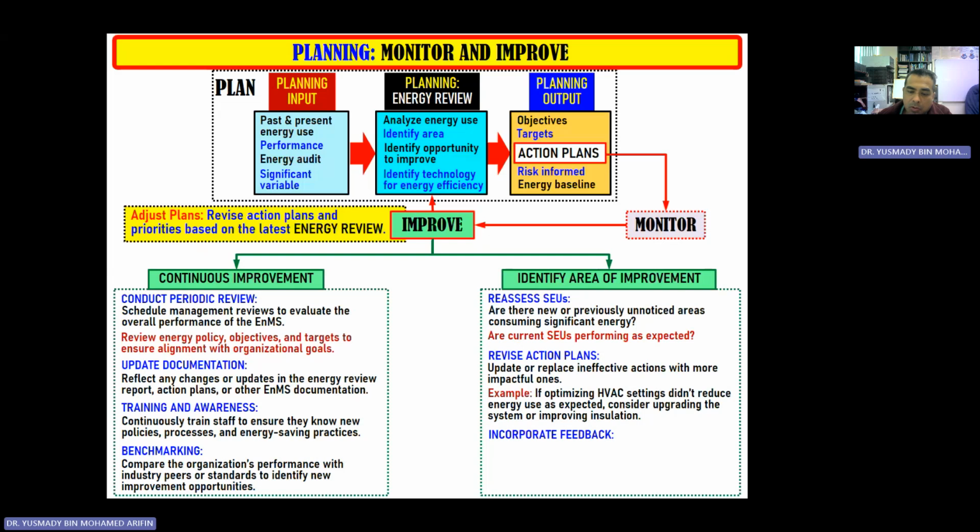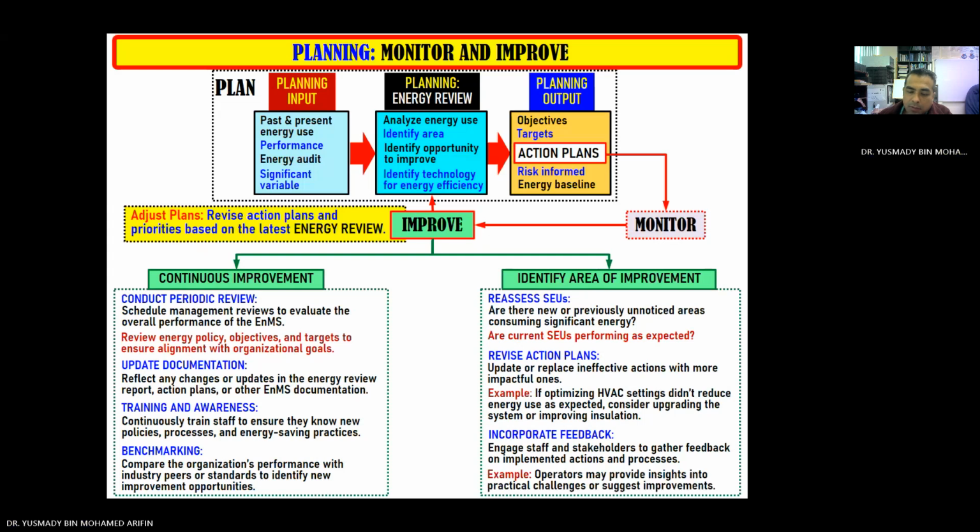Also, we need to incorporate feedback. We need to engage staff and stakeholders to gather feedback on implemented actions and also processes. For example, operators may provide insight into practical challenges or suggest improvement. Okay, so these are the explanation about the monitor and also improvement steps.